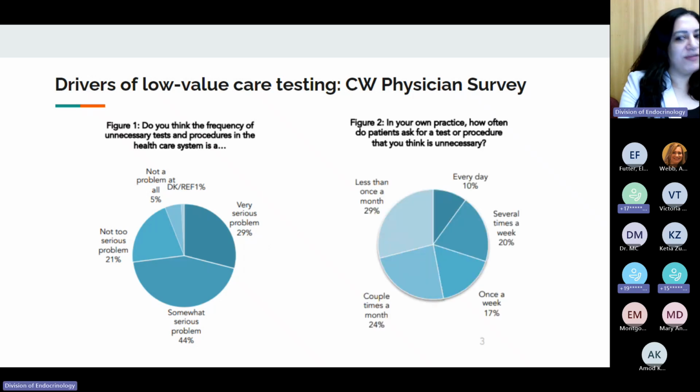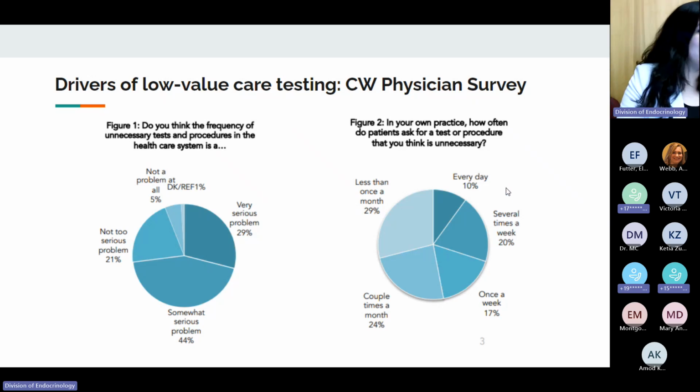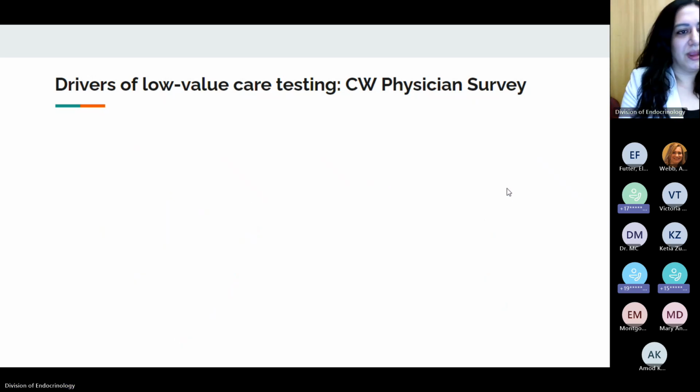When they asked how often they order a test or a procedure that they think is unnecessary in their own practice, surprisingly, 24% said a couple times a month, 17% said once a week, and 20% said several times a week, and 10% said every day, tests that are unnecessary.